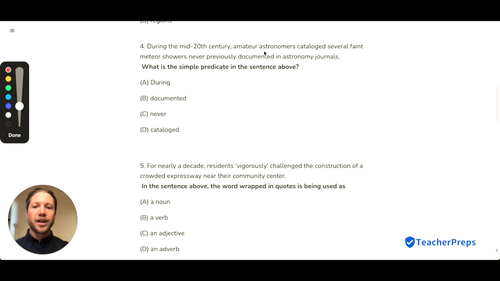Now, the subject here is these astronomers, these amateur astronomers. Now, remember that the predicate is what's being done to the subject. Now, what are they doing? They are cataloging several faint meteor showers never previously documented in astronomy journals. And if the question was, what is the complete predicate, that entire second part of the sentence would be the answer. However, the simple predicate is the verb that the subject is mostly doing, which in this case is cataloged. So we'll move down here. We see that answer option D is the correct solution.